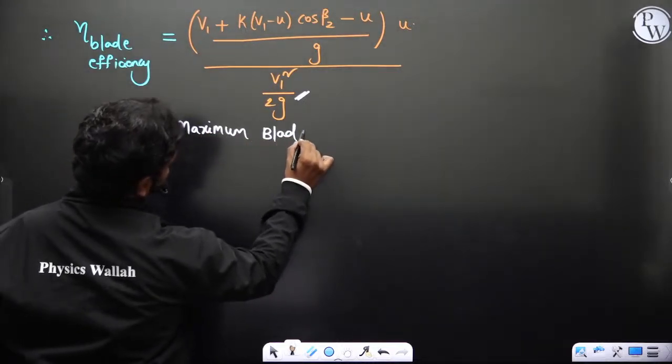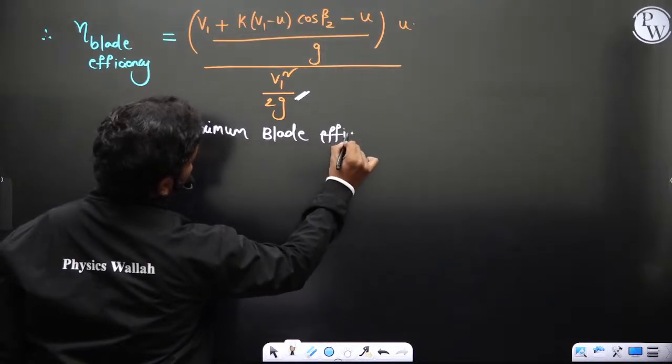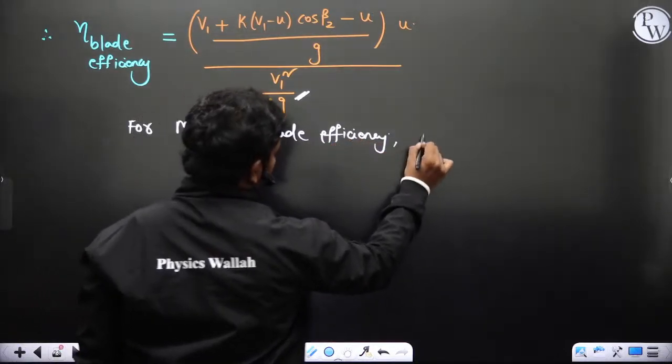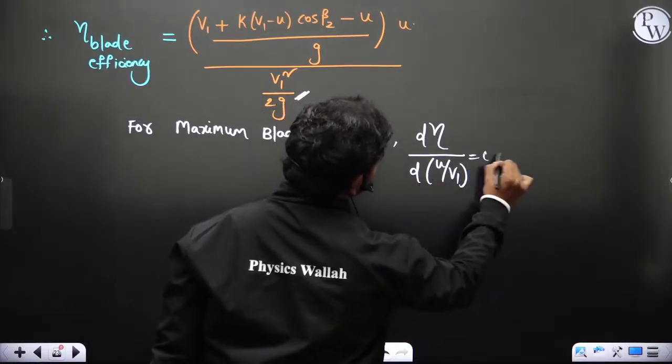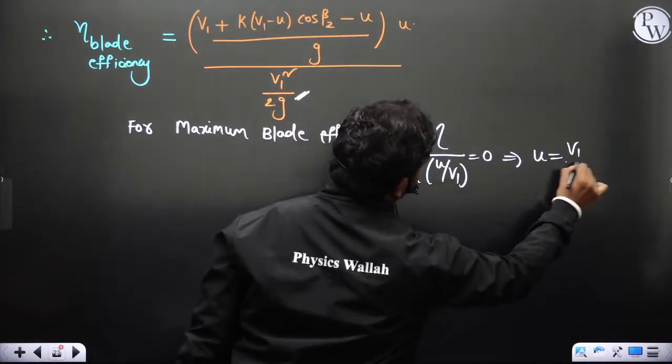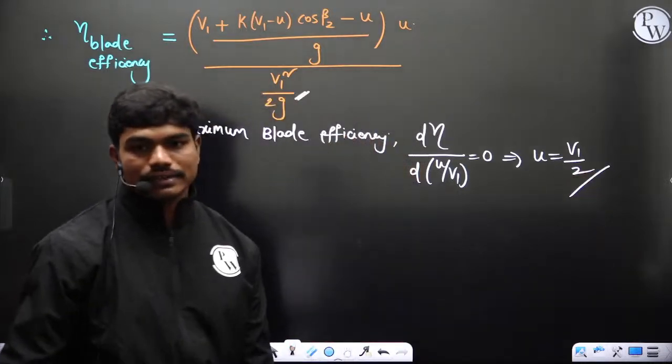if you write d eta by d(u by v1) is equal to 0, if you do this, you will find out u should be equal to half of this jet velocity. Okay, right now I'm leaving this for you.